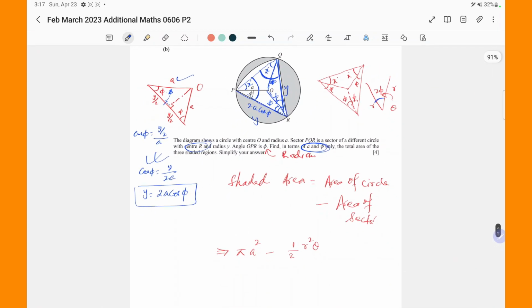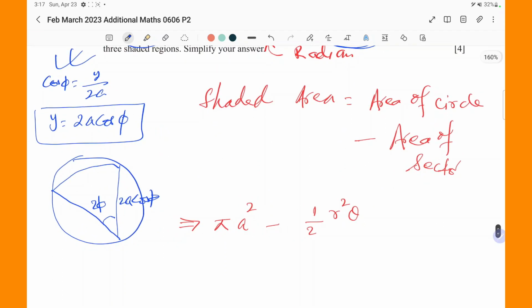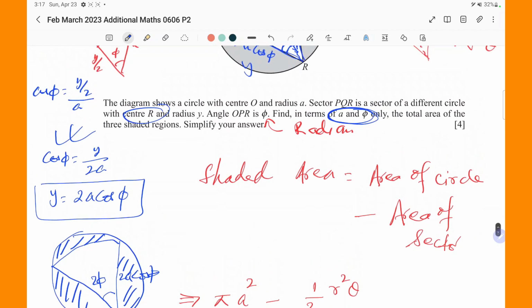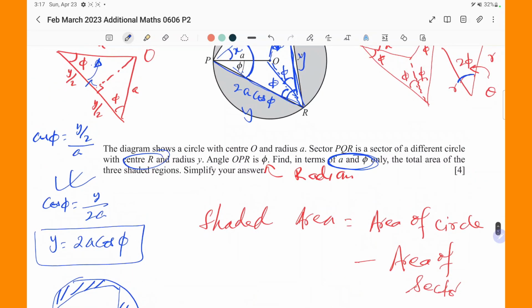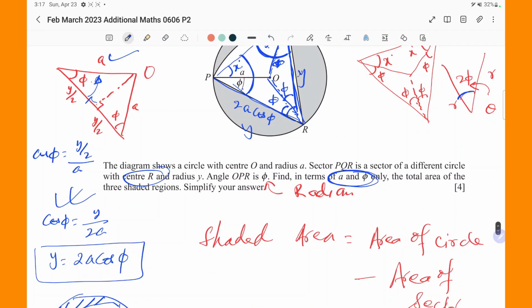Now if I draw circle over here, and then like that, where this angle is 2 phi and the radius is 2A cos phi, right? And I have to find this shaded area. Then what I'm gonna do, I will find area, shaded region or shaded area of the circle, like center O.